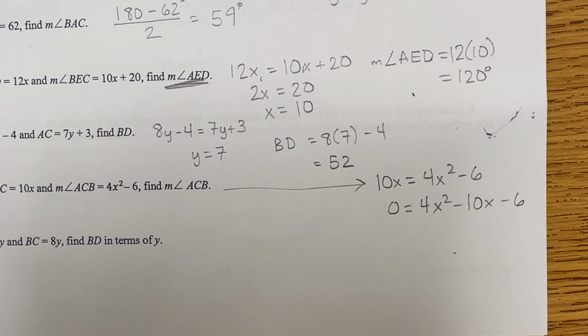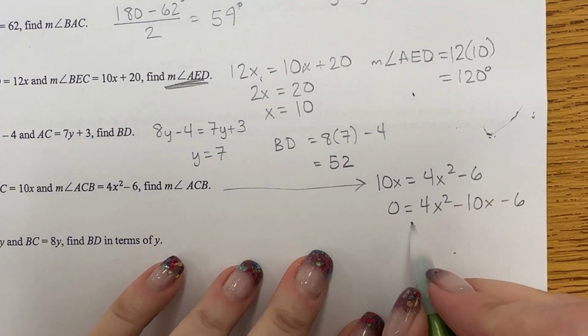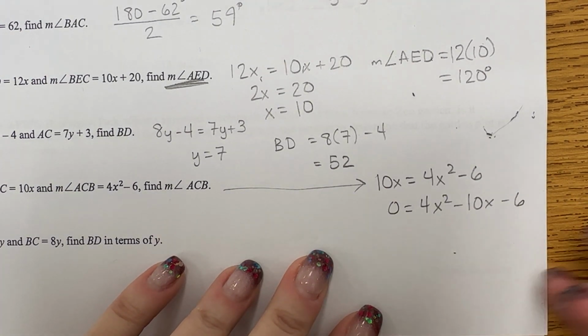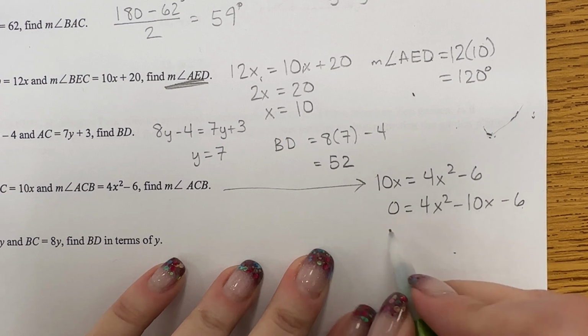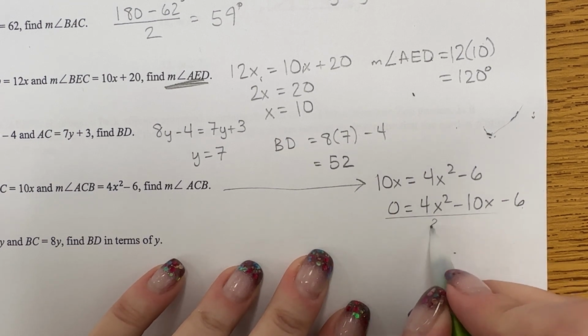I could do completing the square. What if I don't feel like doing any of those three? I could graph it and look where it crosses the x-axis. But I'm going to try factoring because it does factor nicely. Notice that all the terms divide by 2. So I'm going to divide everything by 2.